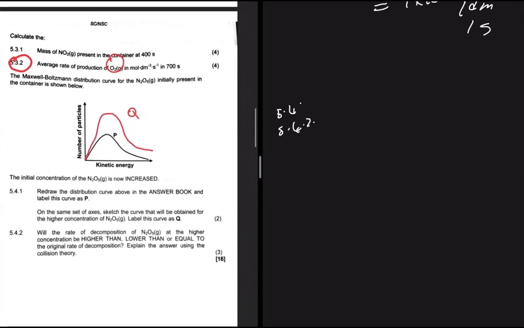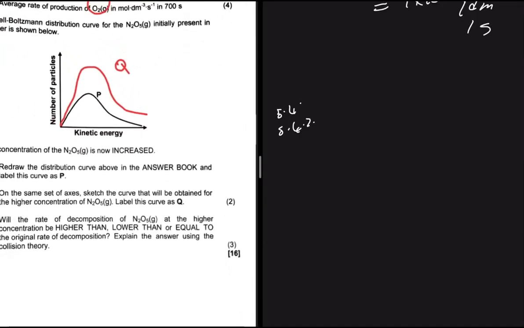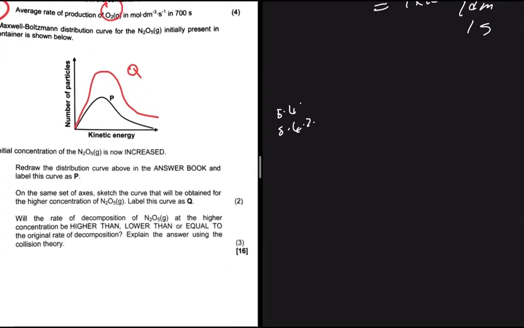And then 5.4.2. Will the rate of decomposition of N2O5 at a higher concentration be higher than, lower than, or equal to the original rate of decomposition? Obviously, we know that it's going to be higher than, because if you increase the concentration, you're going to have more moles per unit volume, right? And then if that is the case, then more molecules will have a kinetic energy that is equal to or greater than the activation energy. More effective collisions per unit time.